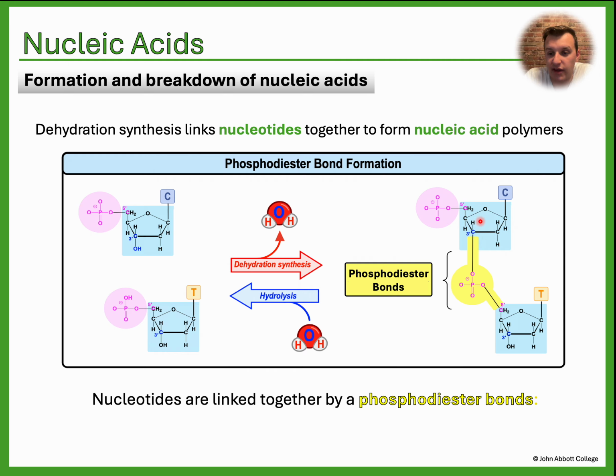Remember in carbs, we called the link between monomers a glycosidic bond. In proteins, we called it a peptide bond. In nucleic acids, we call that a phosphodiester bond, because the phosphate is linking the two together, and on each side of this phosphate is an ester bond; diester, because there are two ester bonds. You don't need to know about ester bonds, that's chemistry, but I need you to know that between these different nucleotides, phosphodiester bonds are formed, okay?